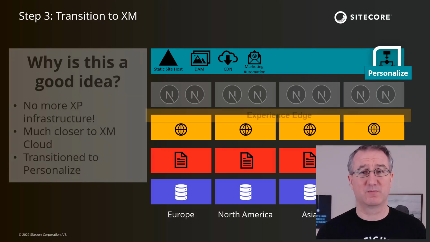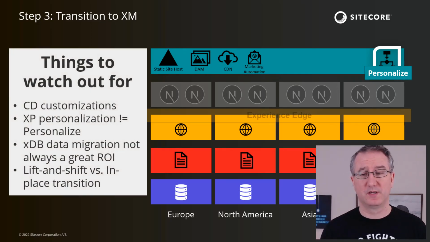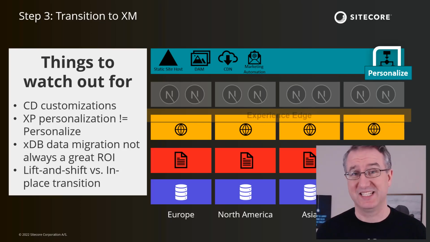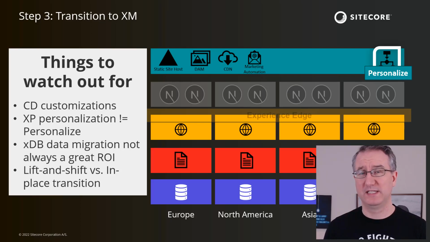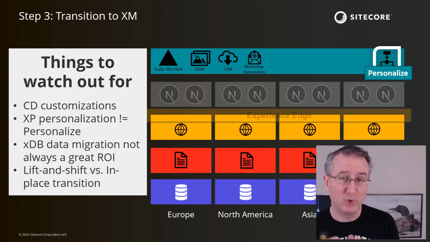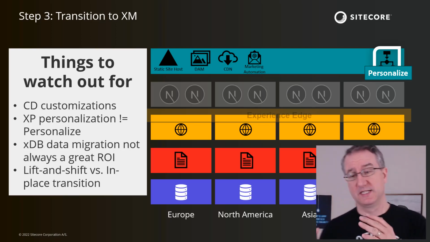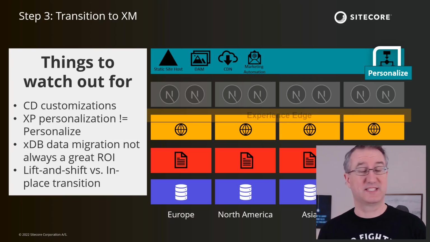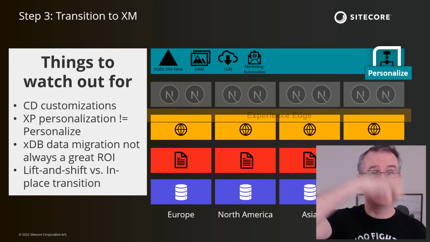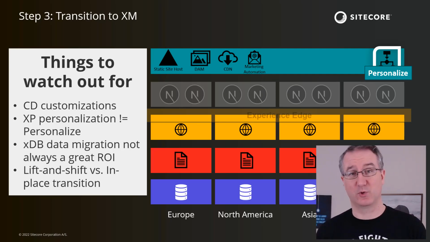Let's take a look at some of the things to watch out for. The first thing is that we probably had some customizations in the CD layer, and we really need to be getting rid of those as much as possible, just like in scenario 1. But a big challenge here is moving the personalization rules. Sitecore XP doesn't do personalization the same way that Sitecore Personalize does. They have a different vision for how this is done. That means it's not a simple one-to-one, pick it up, drop it over here. That's not how it's going to work.